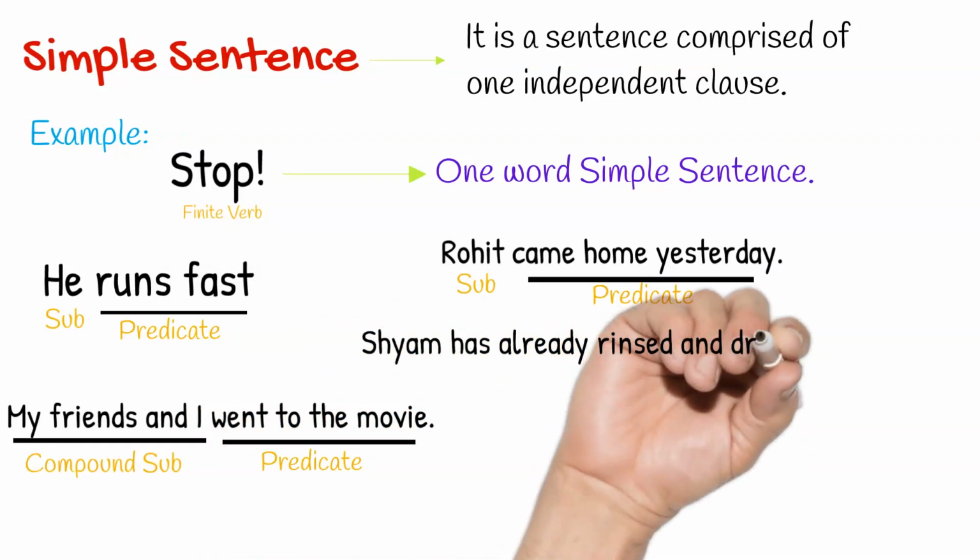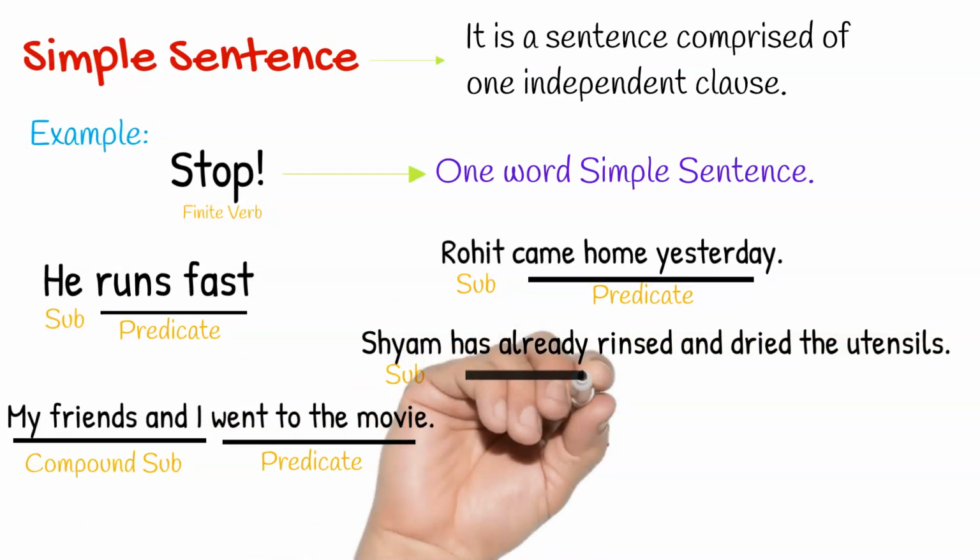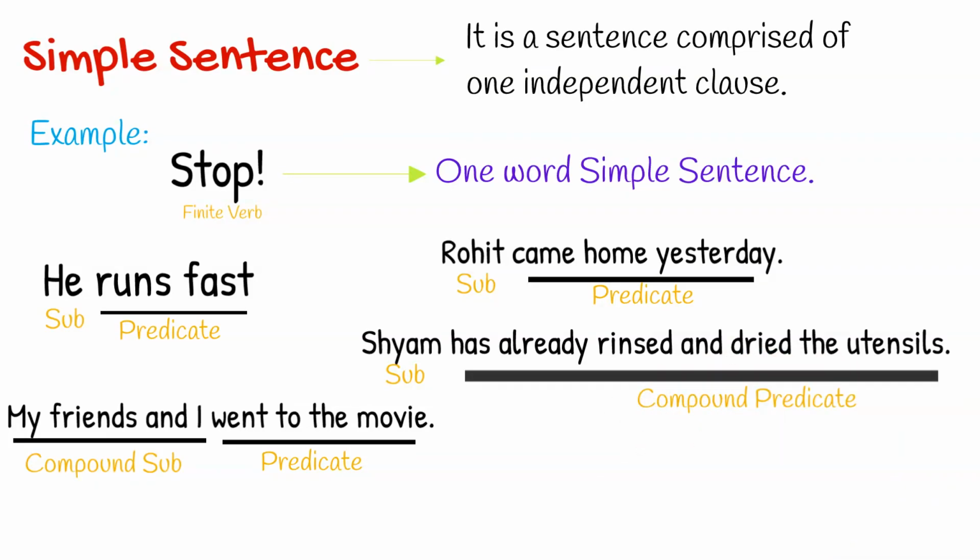Next. Shyam has already rinsed and dried the utensils. Shyam is the subject here. Has already rinsed is one predicate and dried the utensils is another. These two predicates form the compound predicate. Subject and compound predicate comprise the sentence here.